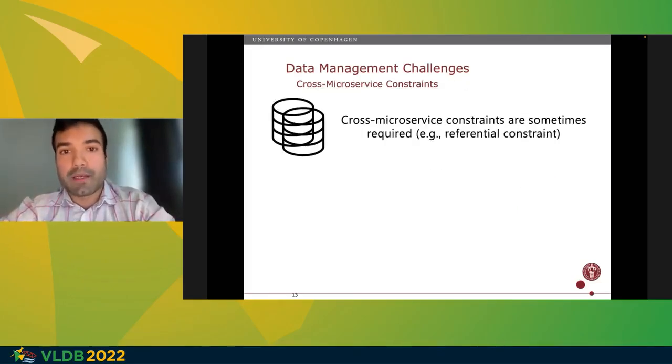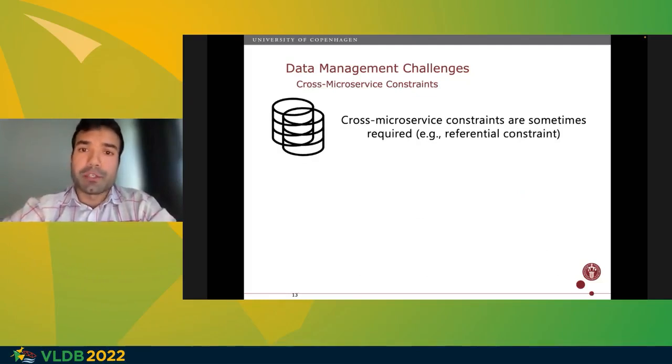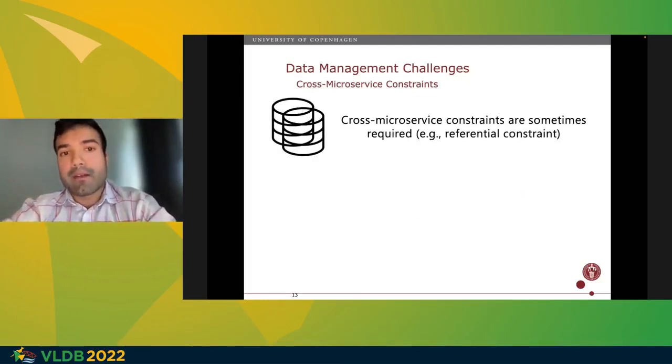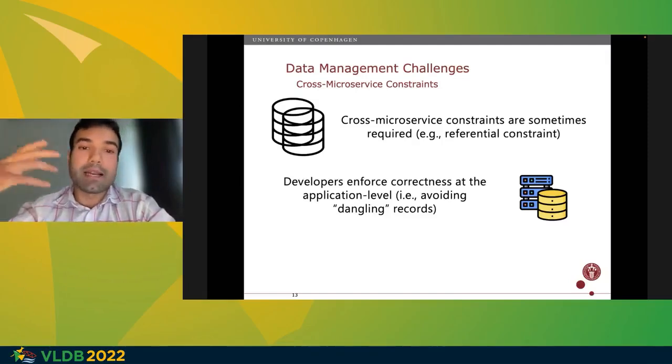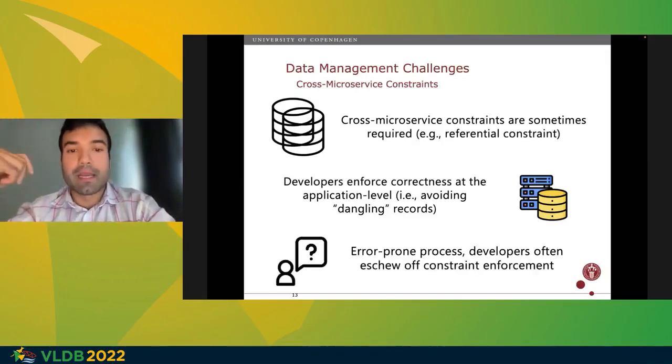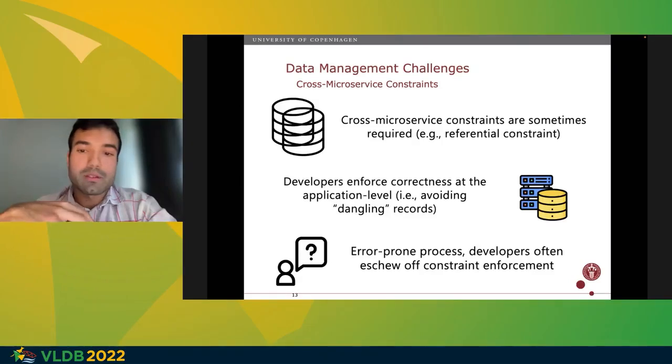Naturally, from the first point, because of this data partitioning, we have found that some microservices also have constraints related to their private state. For example, referential constraints. Developers are most of the time enforcing these constraints at the application level. So for example, dealing with dangling records or avoiding that. But it's usually an error-prone process. They also often skip providing this guarantee.